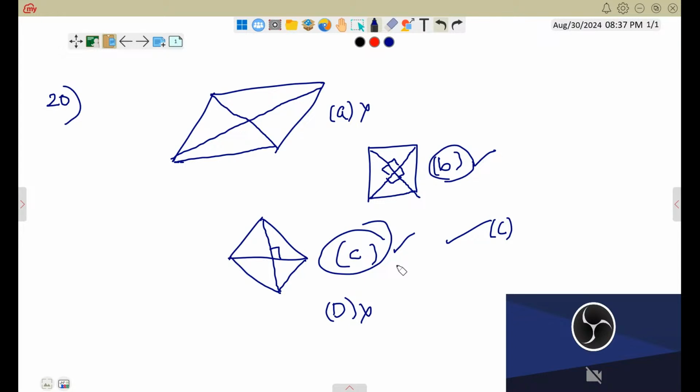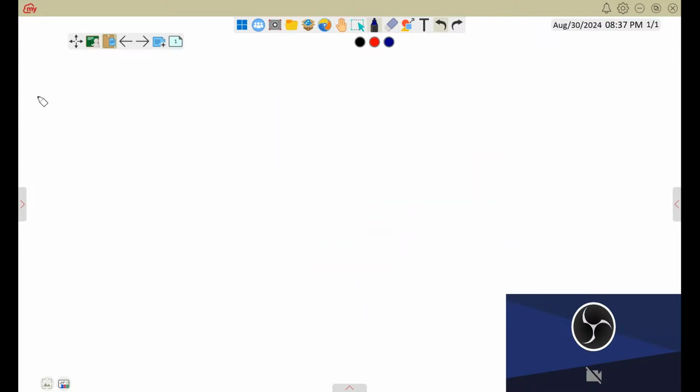21st problem. If the lengths of two diagonals of a rhombus are 12 centimeters and 16 centimeters, then the length of each side of the rhombus is? So we have a rhombus. A rhombus has two diagonals, right? One diagonal length is 12 centimeters, the other diagonal length is 16 centimeters. Then what is the length of each side? In a rhombus, all the four sides are equal.